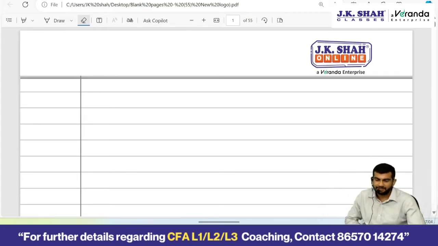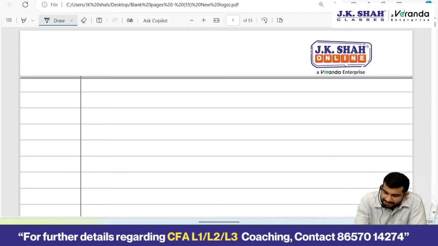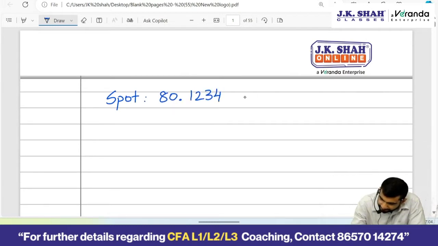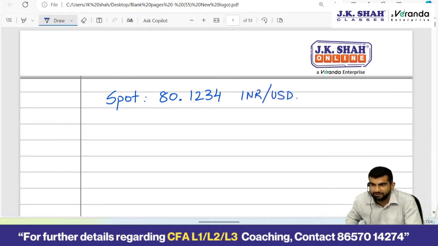Okay, now as regards the quotation, how is the quotation done? It is done in terms of points, forward points. So spot is 80.1234 INR per USD, which means what? For every $1, 80.1234 is the value in Indian rupees.